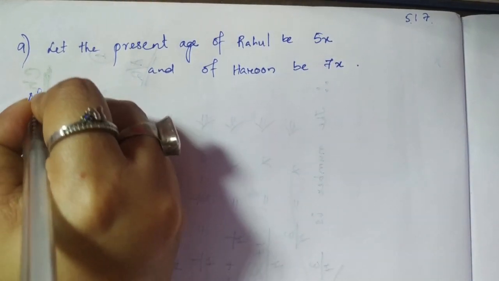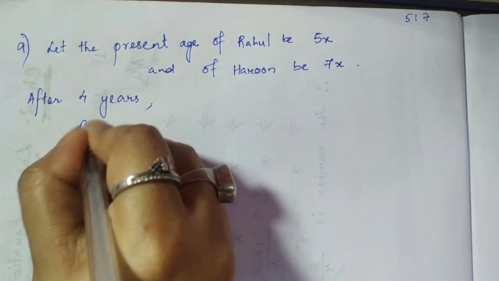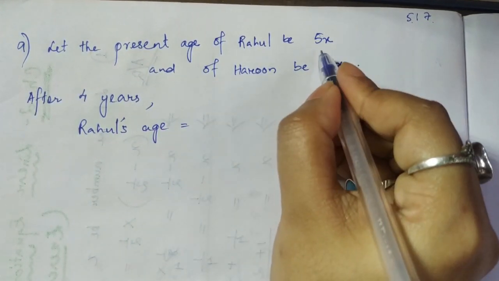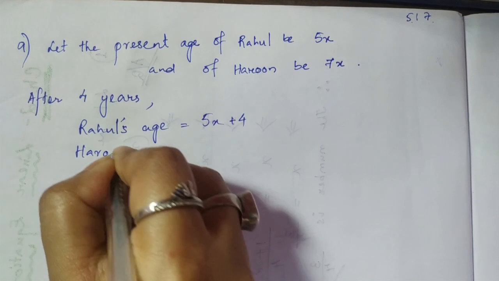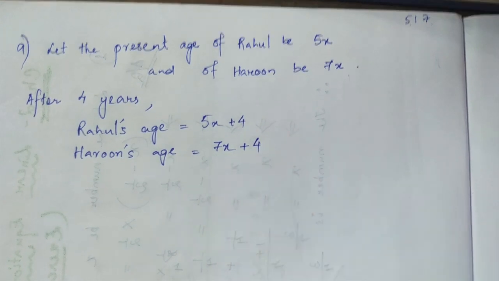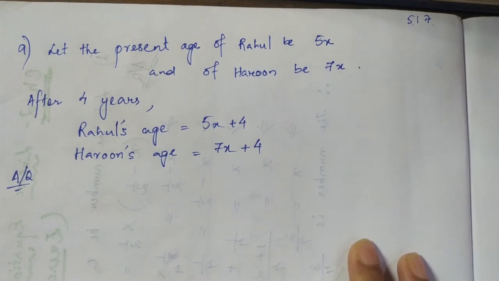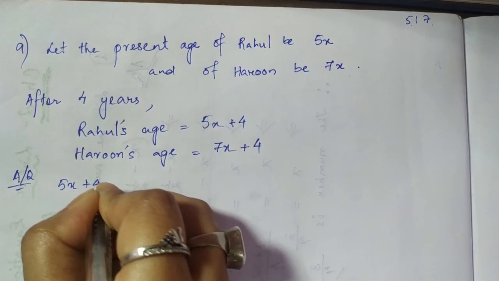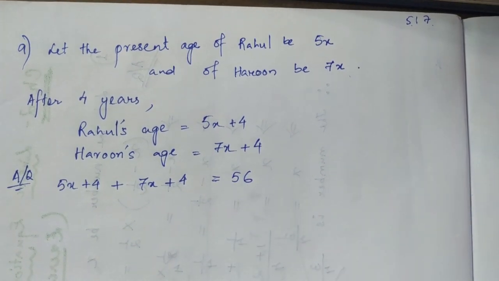Now it is given that 4 years later the sum of their ages becomes 56. So after 4 years, what will be their ages? After 4 years, Rahul's age will be his present age plus 4, and Harun's age will be his present age, 7x, plus 4. When we add this up according to the question, 5x plus 4 plus 7x plus 4 will give me 56. So this is my equation.